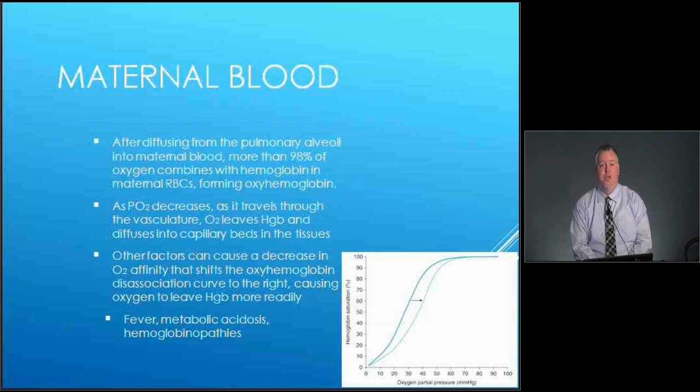And so you can think about oxygen affinity as kind of how sticky the hemoglobin is to attract oxygen molecules. Some things that can cause that shift in the curve would be things like fever, metabolic acidosis, and certain hemoglobinopathies like sickle cell or thalassemia.